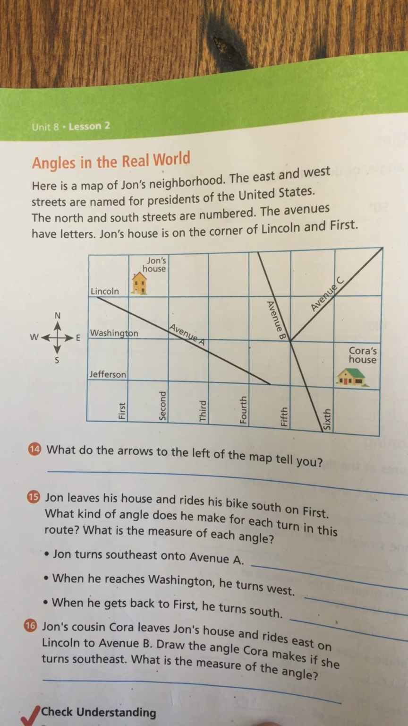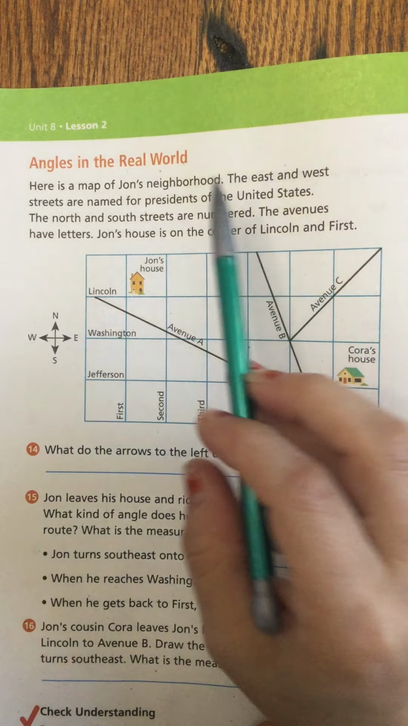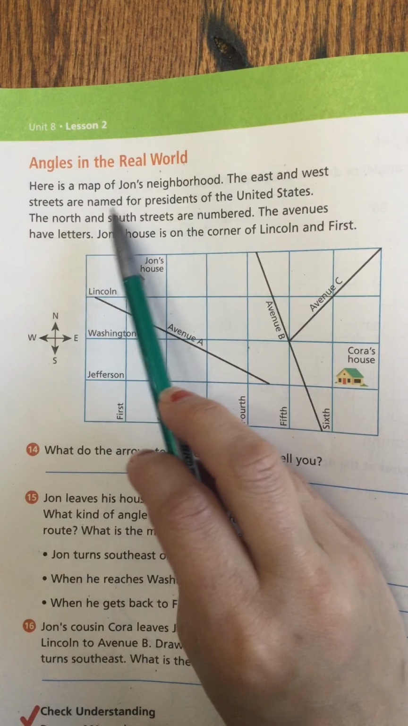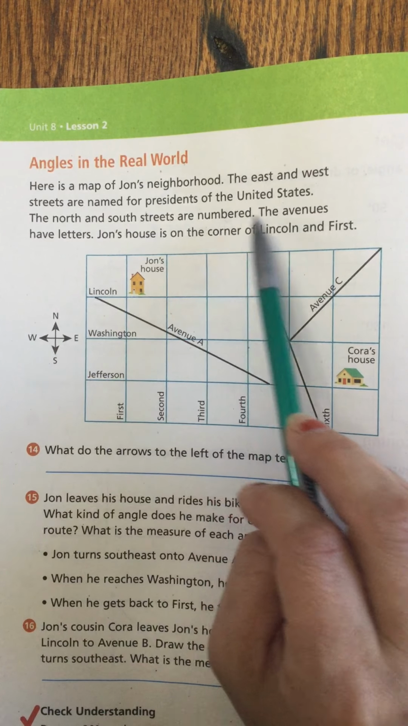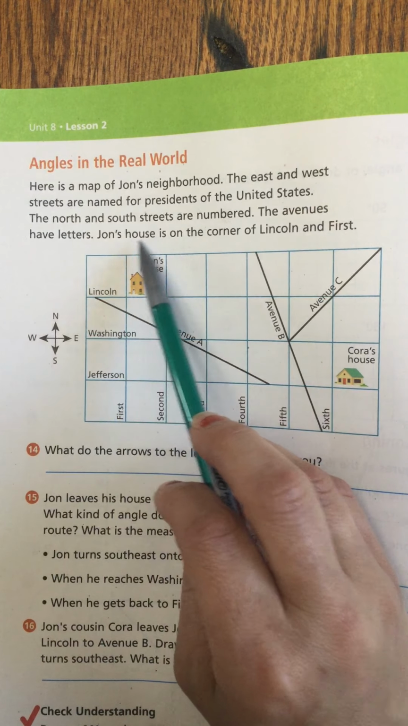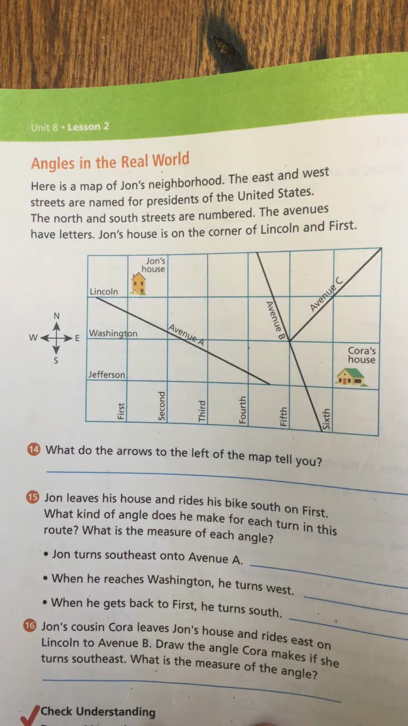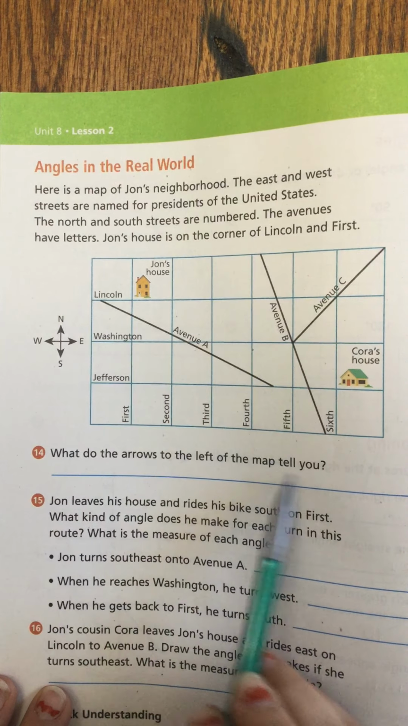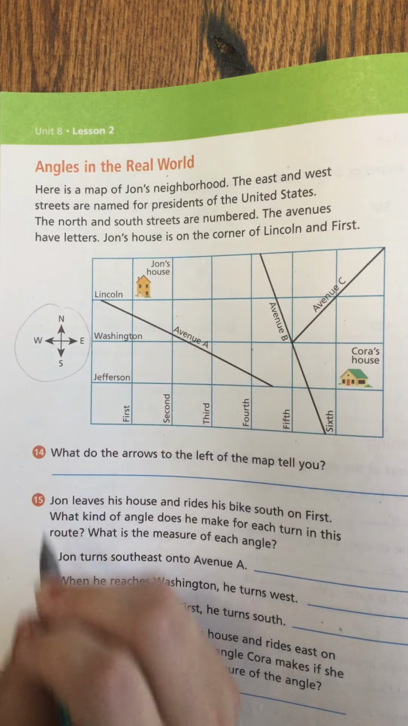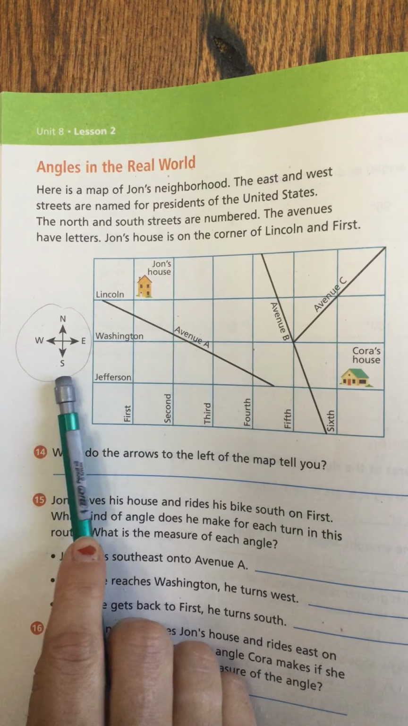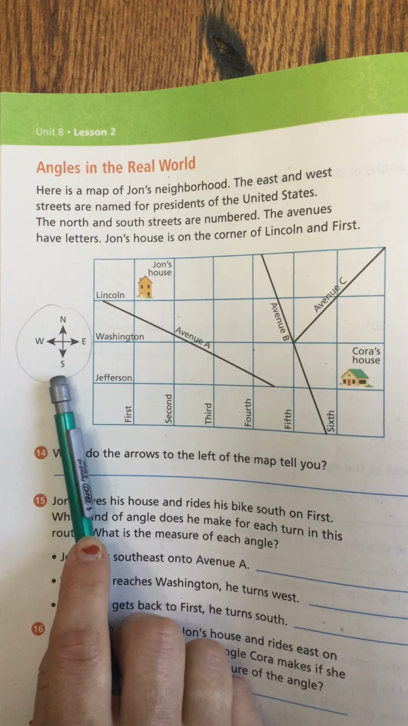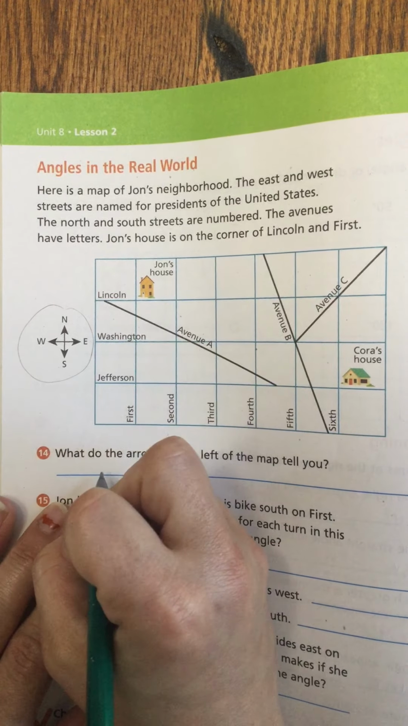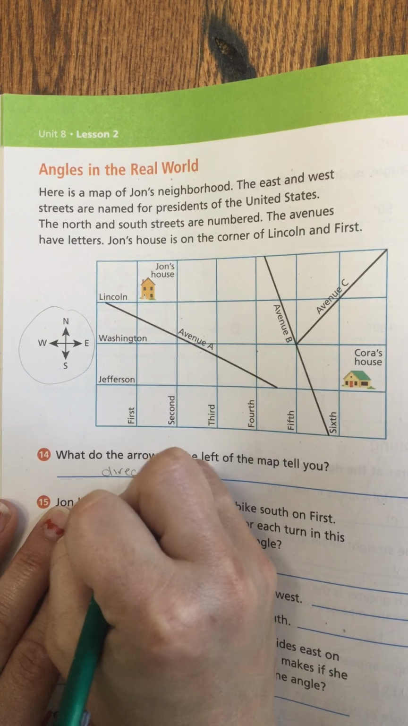Sorry, kids. Angle in the real world. Here's a map of John's neighborhood. The east and the west streets are named for presidents of the United States. The north and the south streets are numbered. The avenues have letters. John's house is on the corner of Lincoln and First. What do the arrows to the left of the map tell you? What does this tell me? The directions of the map is correct. So you would write direction.